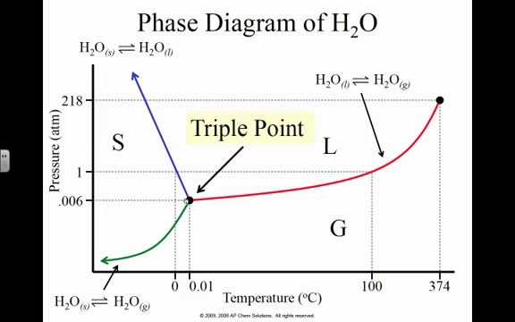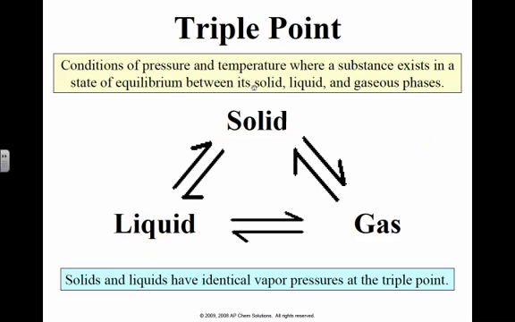This point right here is called the triple point. The triple point is the point at which all three phases coexist. So at a pressure of 0.006 atm and 0.01 degrees Celsius, all three phases of water can coexist. The triple point is an equilibrium between liquid, solid, and gas. Basically what you have is a piece of solid sitting in a boiling liquid substance.